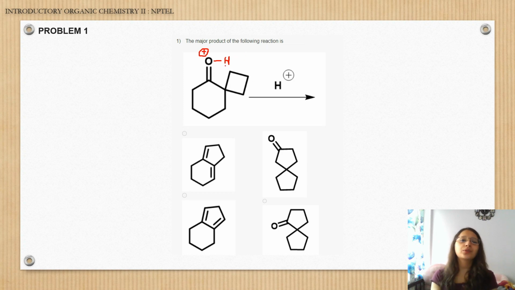So to release the strain, the driving force of these kinds of reactions is to release the strain of this particular ring. When this ring gets cleaved, this is how it will get cleaved. It will form a five-membered ring rather than the four-membered ring. As we know, a five-membered ring is in turn much more stable than the four-membered ring.